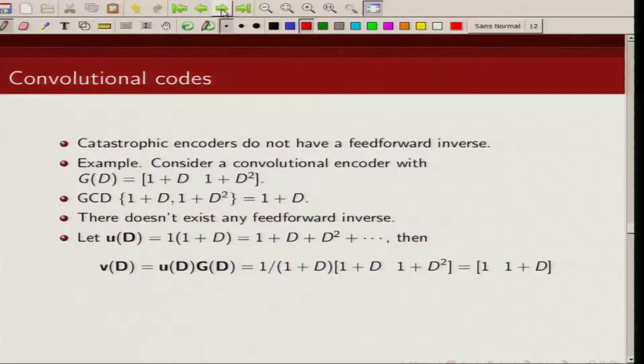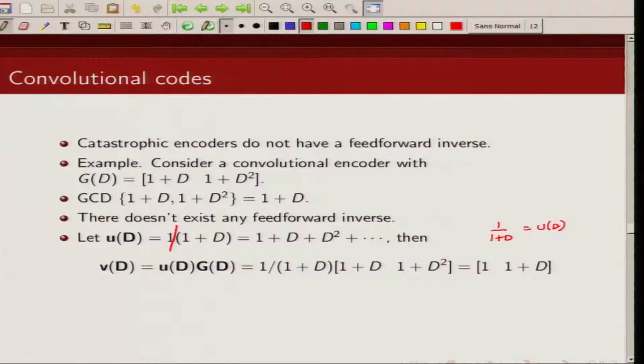So, let us take an example of u of d given by 1 by 1 plus d. This is a typo, this is 1 by d. Now, 1 by d can be written as 1 plus d square plus d cube. So, this is an all one sequence. So, our input is all one sequence, which can be written, in this d notation, like this. This is my u of d.